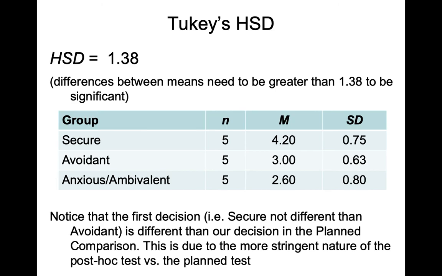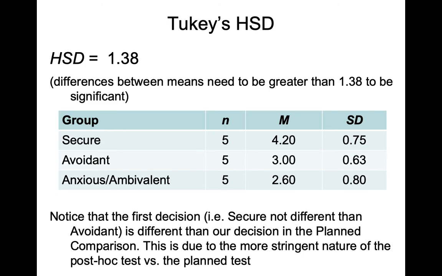Notice that the first decision that we made during this analysis, which is that secure is not different than avoidant, is different than our decision when we did the planned comparison. When we did the planned comparison, we found that there was a statistically significant difference between secure and avoidant. So why the difference here? Why are we coming up with a different statistical decision? When we did the planned contrast, we got a statistically significant result and we said, hey, those groups are different at the population level. Here we're saying, no, they're not.